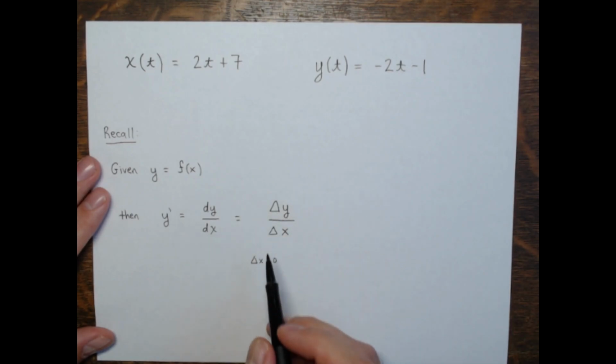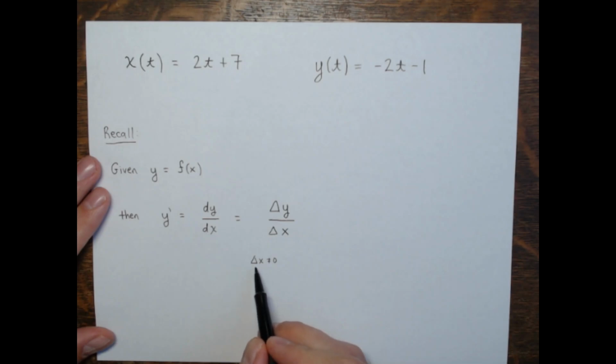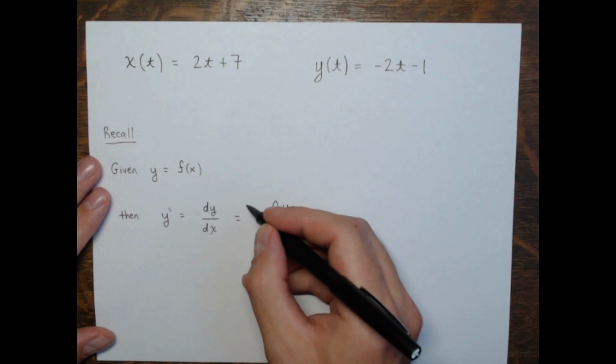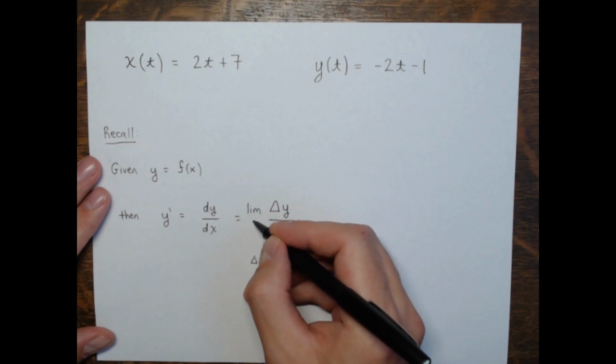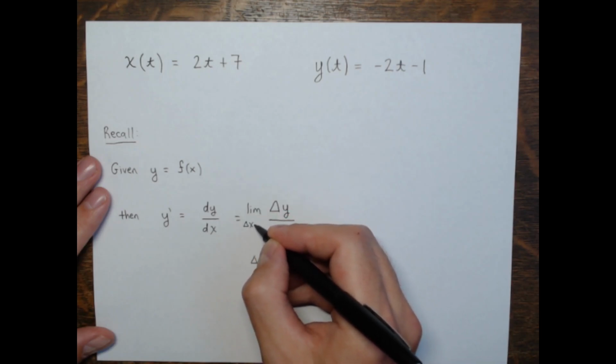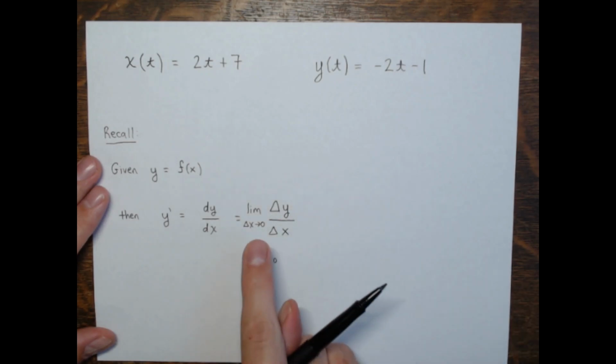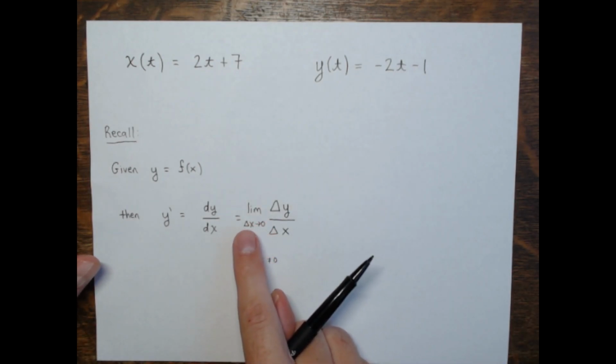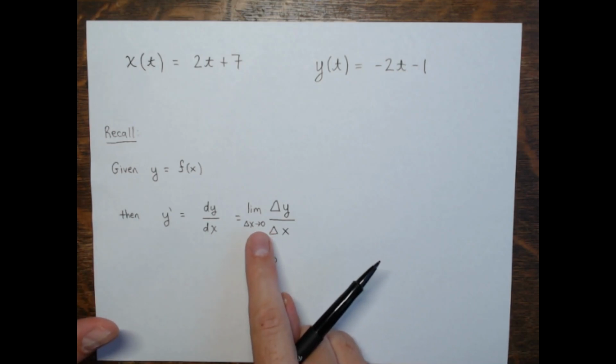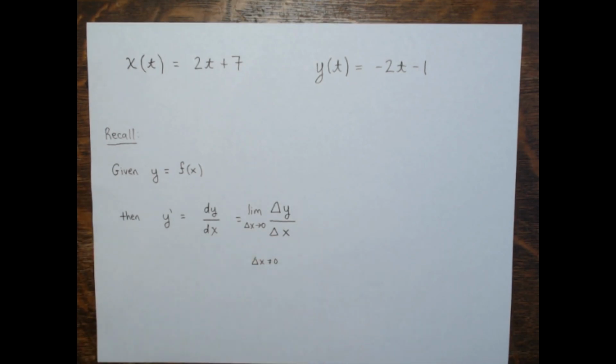And what we did after that was we had delta x get closer and closer to 0. So you might remember this notation, right? We said, what's the limit as delta x approaches 0? As that change in x got closer to 0, what was the rate of change of y with respect to x approaching? That was the first derivative back in Calc 1.